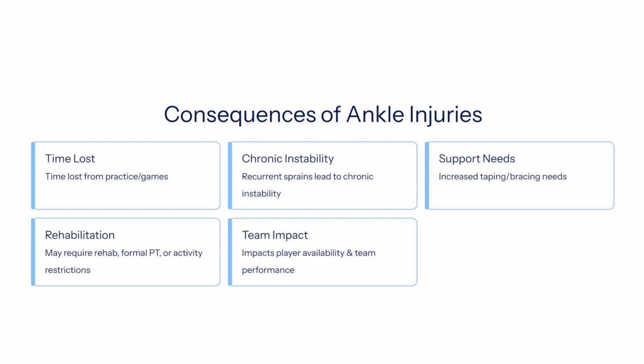Support needed, so they may need braces or any type of taping that the athletic trainers provide to them. Rehabilitation. Players may need rehabilitation from formal PTs or activity restrictions while playing football. Team impact, so it can impact the team overall. That may be a specific player that they go to for stuff, so this could impact the team overall.